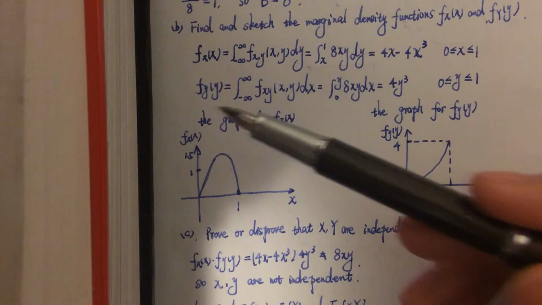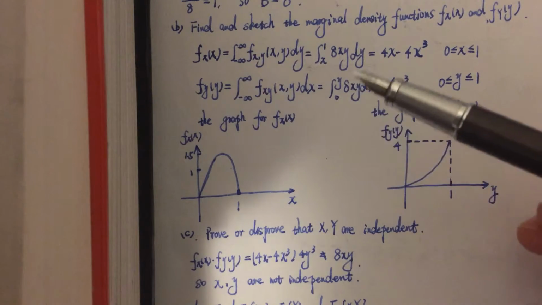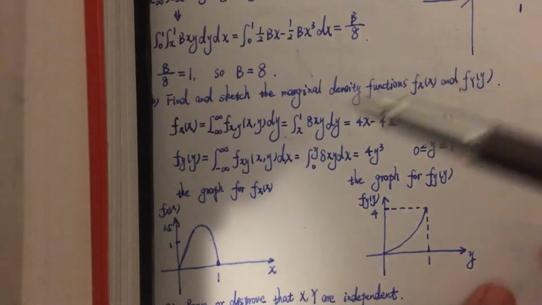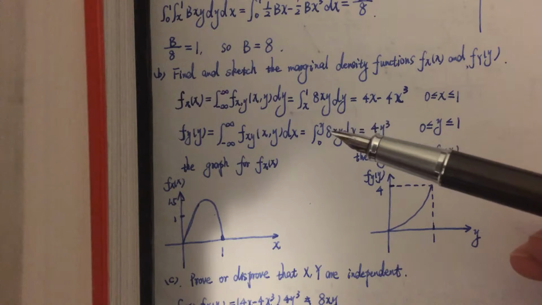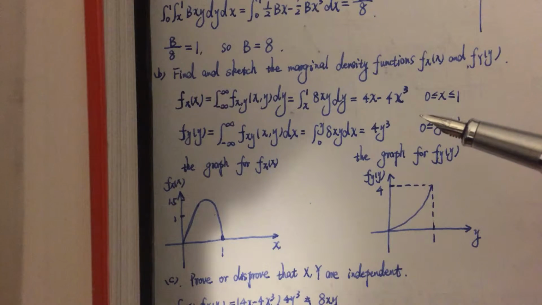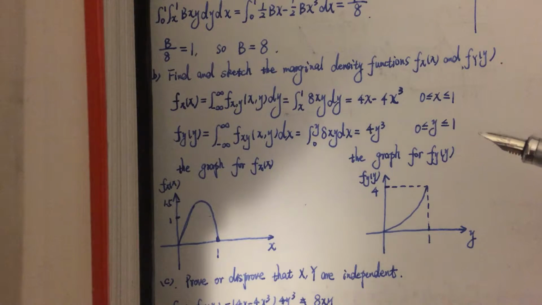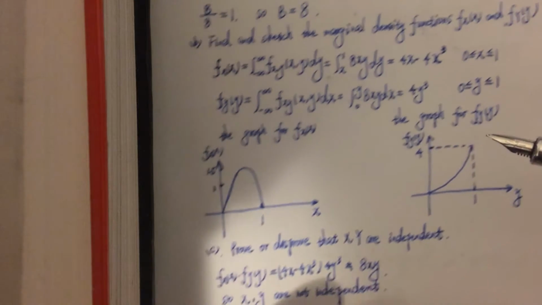And for fY, the integration is just like this, and according to this graph, we can confirm the limit is from 0 to y. After calculation, the result is 4y cubed, and the value of y is also larger than 0 and less than 1.